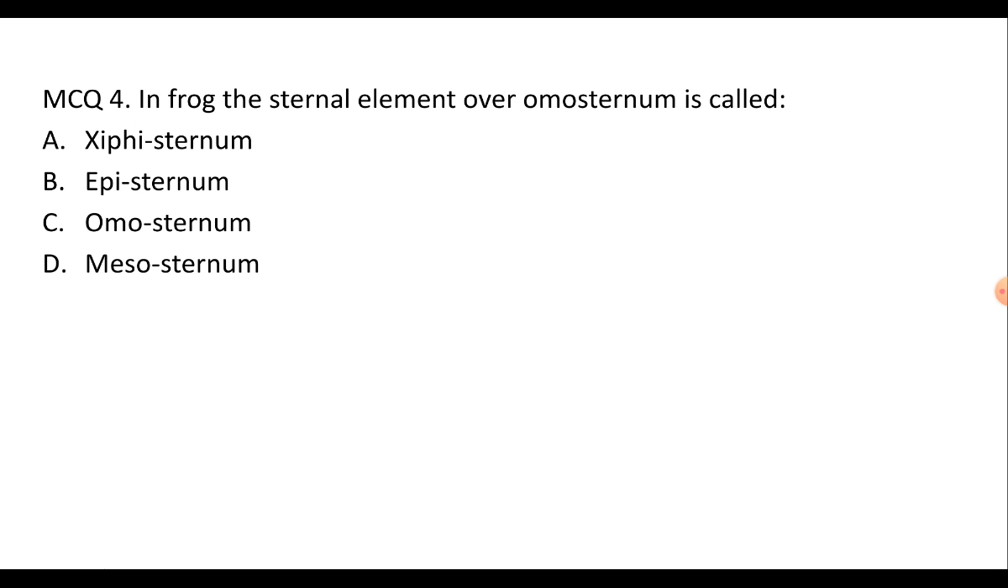The fourth question is, in frog, the sternal element over the omosternum is called xiphisternum, episternum, omosternum, or mesosternum? The answer is B, the episternum.